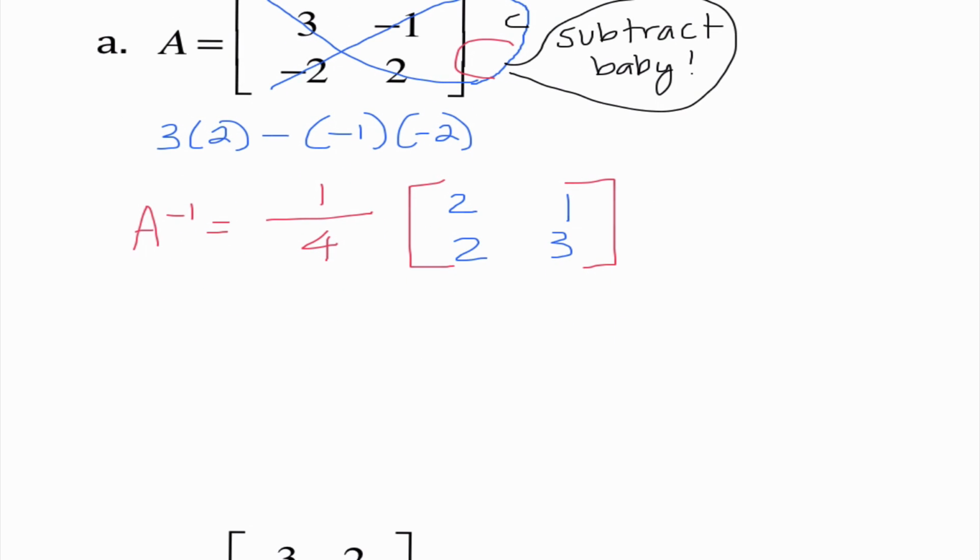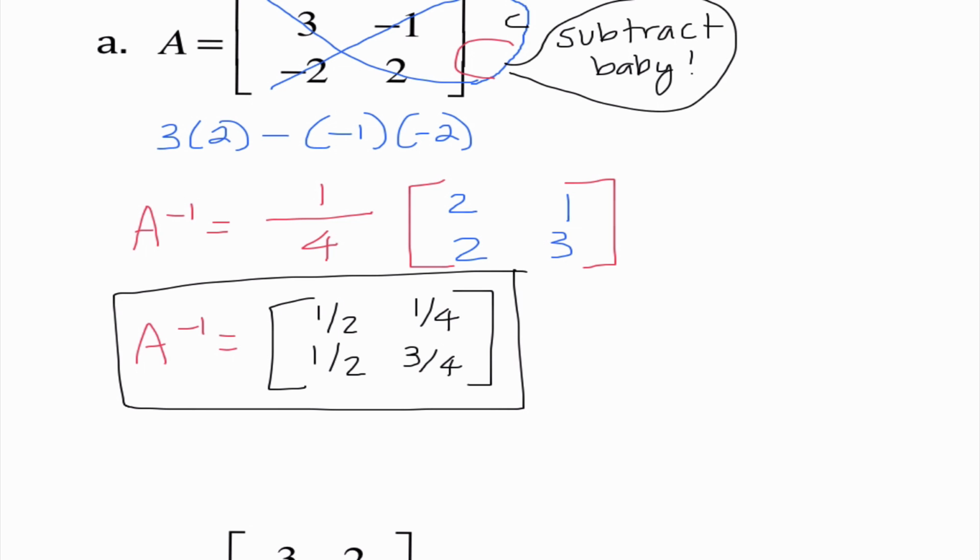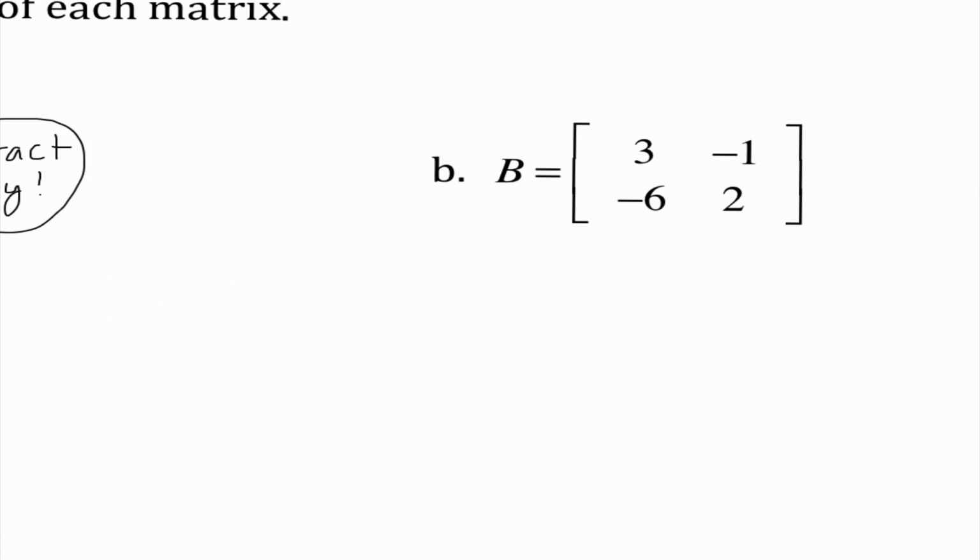Now we know that if I am multiplying a constant or a scalar by a matrix, I am just distributing it. So 1/4 times 2 is 1/2. 1/4 times 2 is 1/2. 1/4 times 1 is 1/4. 1/4 times 3 is 3/4. So we would say that A inverse is equal to 1/2, 1/2, 1/4, 3/4. If we really wanted to see if that worked, we could always multiply A times A inverse and see if it gives us our identity matrix.